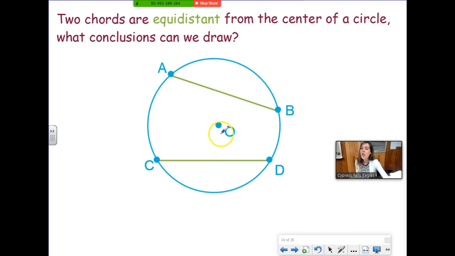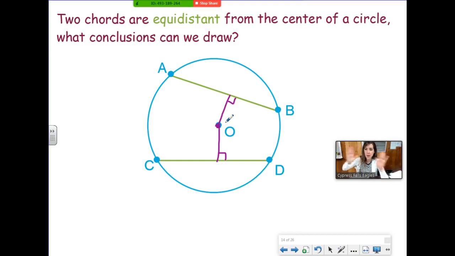Draw a line to the center. There you go. Okay, so I have to draw a segment saying this distance is the same as this distance. And when you measure the distance from a point to a segment, it's always the perpendicular distance. You can't just draw any old segment you want. You have to draw the shortest segment you can, which is going to be perpendicular. So I'm just letting you know, you're going to see these little segments that are perpendicular. Okay, but you did say something earlier. What do you think the conclusion is?